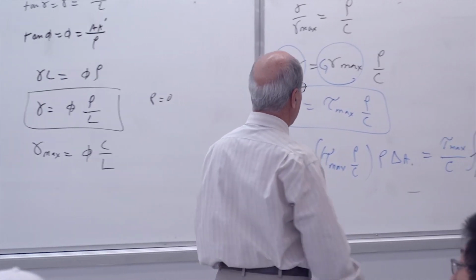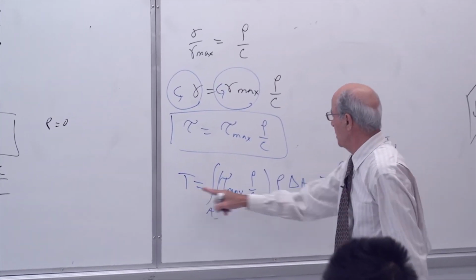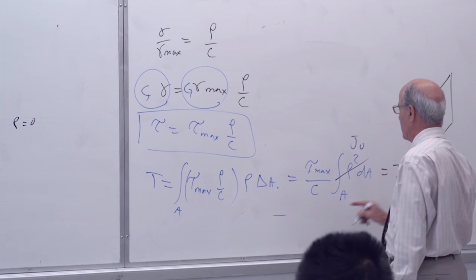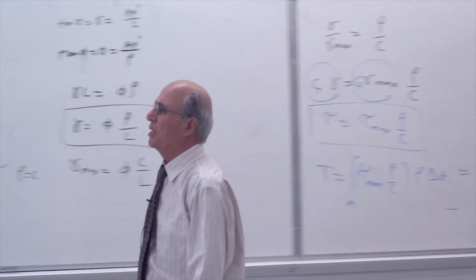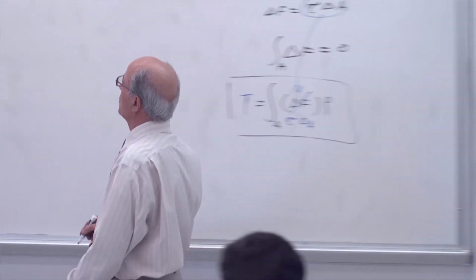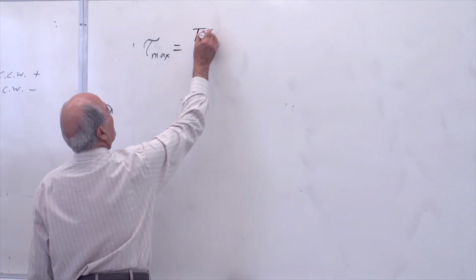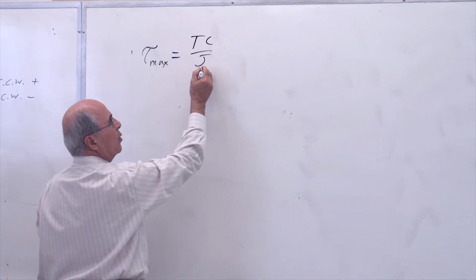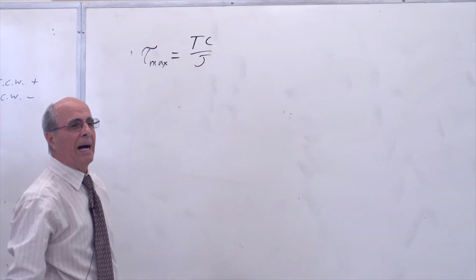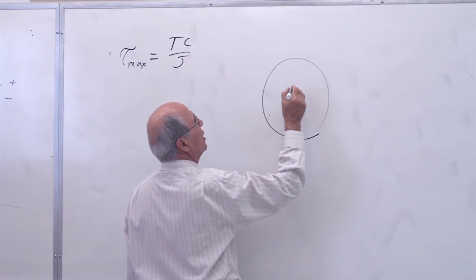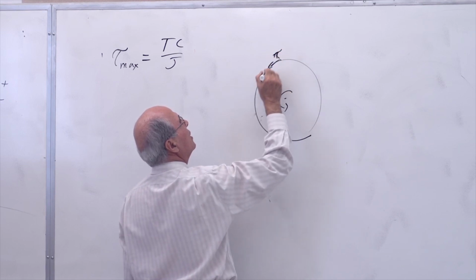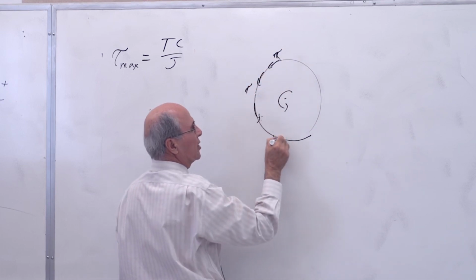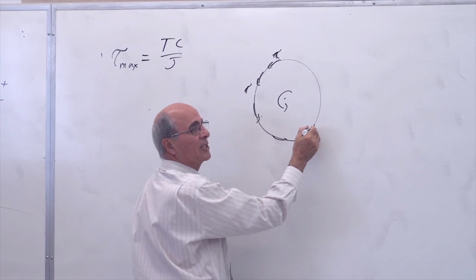Look at that. It's all there. Tau max equal to T times C divided by J. Is that correct? So that's your stress. Tau max equal to TC over J, which is where? It is on the outside. So now here is the formula. I have here a torque. I have here tau, circular shape. Is that correct? That's the tau max. Yes or no?